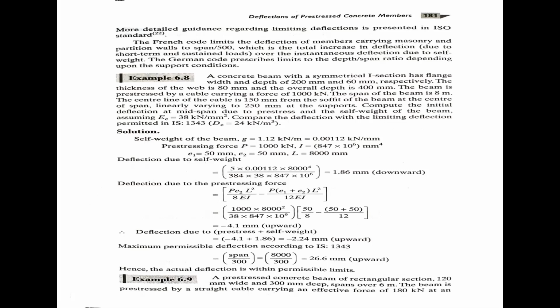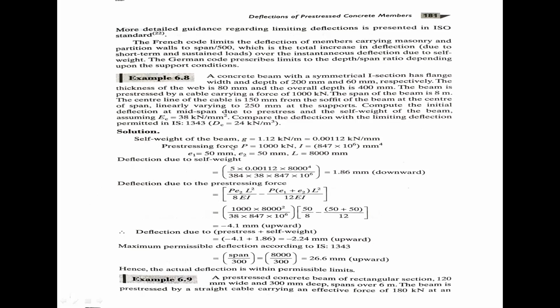Compute the initial deflection at midspan due to prestress and the self weight of the beam. Assume self weight as 1.12 kilonewton per meter. The modulus of concrete is 38 kilonewton per mm square. Compare the deflection with the limiting deflection permitted in Indian Standard IS 1343. Density of concrete I have to take as 24 kilonewton per meter cube.